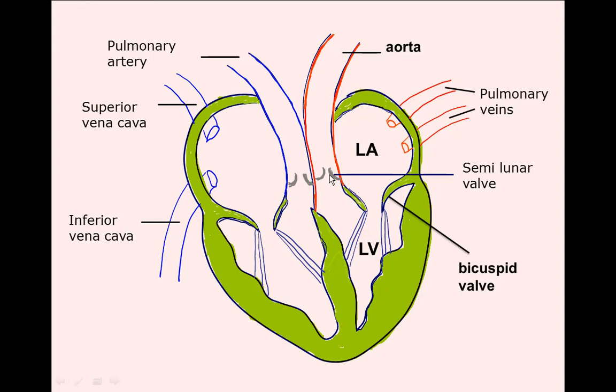Now, in the same way, let's look at the semilunar valve. The semilunar valve separates the aorta from the left ventricle. When the semilunar valve is open, blood from the left ventricle is pumped into the aorta. The pressure in the left ventricle equalizes with the pressure in the aorta when the semilunar valve opens. But when the semilunar valve is closed, then the pressure in the aorta and the pressure in the left ventricle will become different.